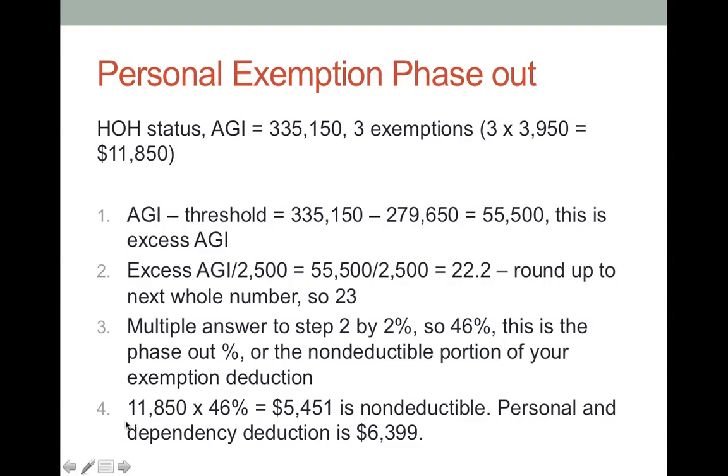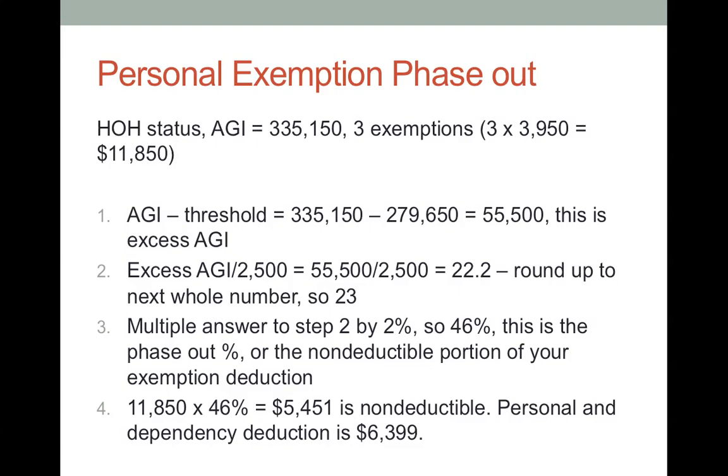Okay, so we take her total exemption, $11,850, because she has herself and she's claiming 2 dependents. So her unlimited deduction is $11,850. We take that times the percentage we just calculated, or 46%, and this tells us her non-deductible portion of her expenses. So the amount that she can deduct for her personal and dependency deduction is $6,399.